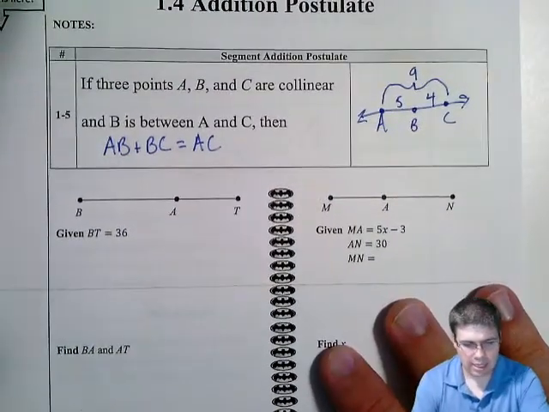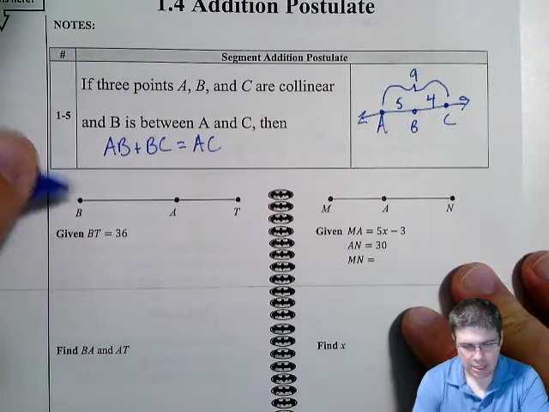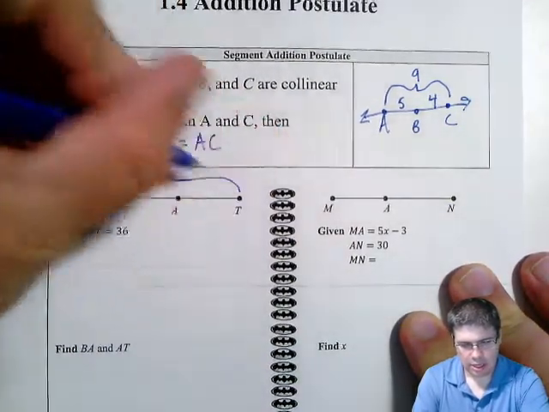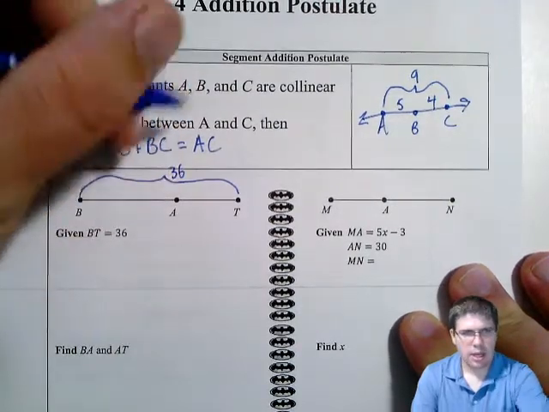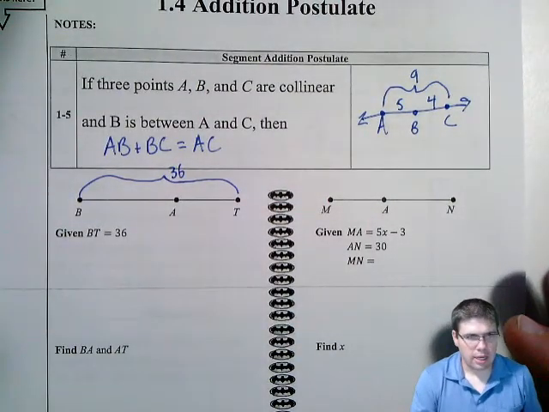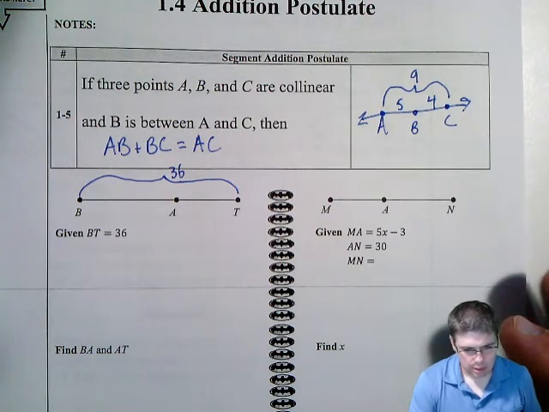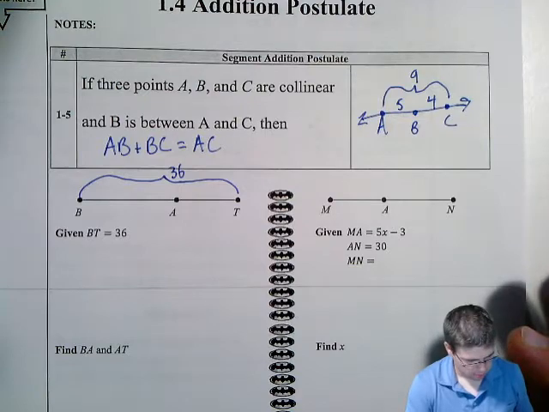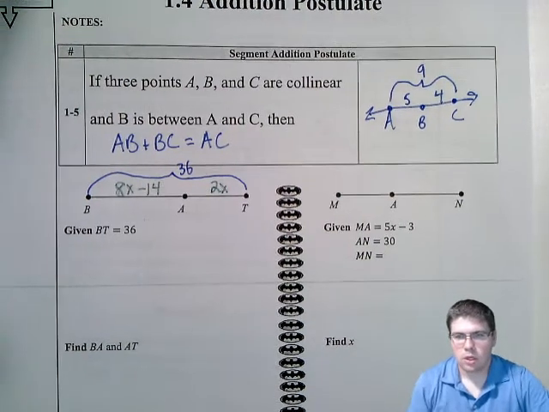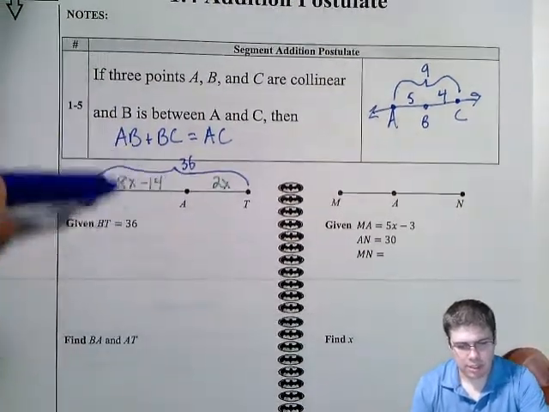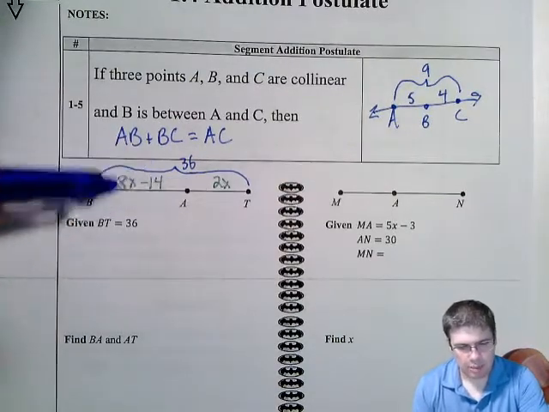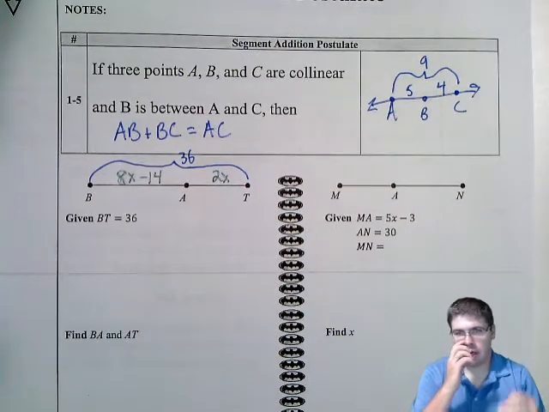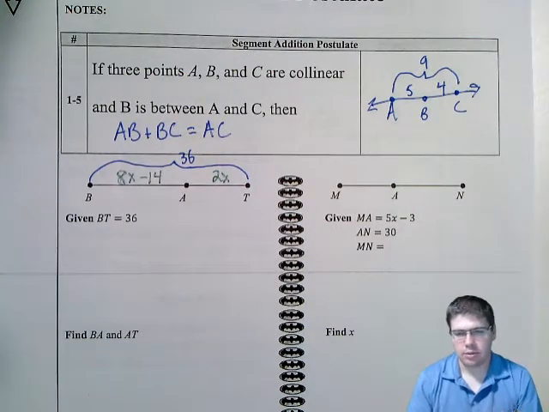So given that BT is 36, we know that this whole distance here is 36. Sorry about that, there were some missing pieces on this. This segment was supposed to be labeled as 8x minus 14, and this one is 2x, so that we can actually solve some things here using some algebra.